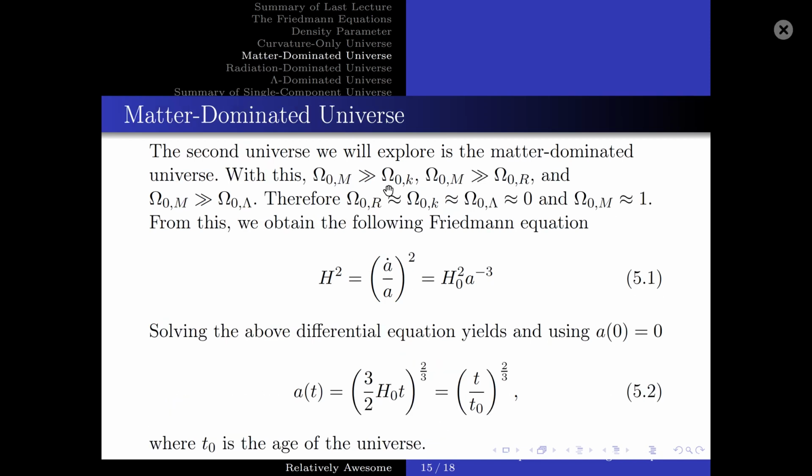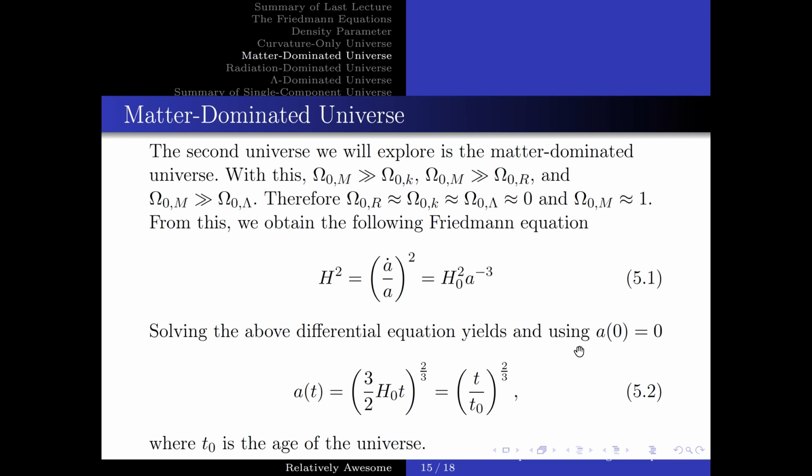The second universe we will explore is the matter-dominated universe. With this, Omega 0,m is greater than all other parameters, such as Omega 0,k, Omega 0,r, and Omega 0,lambda. Therefore, the density parameters Omega 0,r, Omega 0,k, and Omega 0,lambda can be set to 0, and the density parameter Omega 0,m can be set to 1.